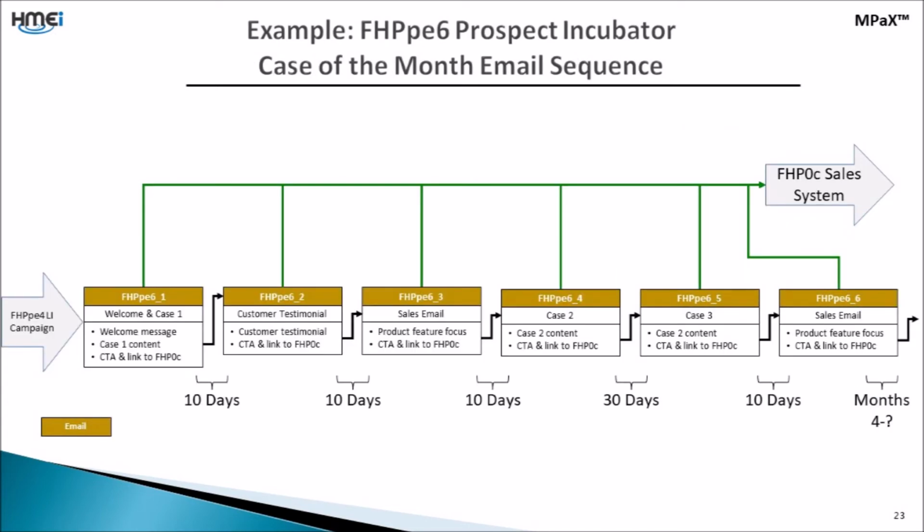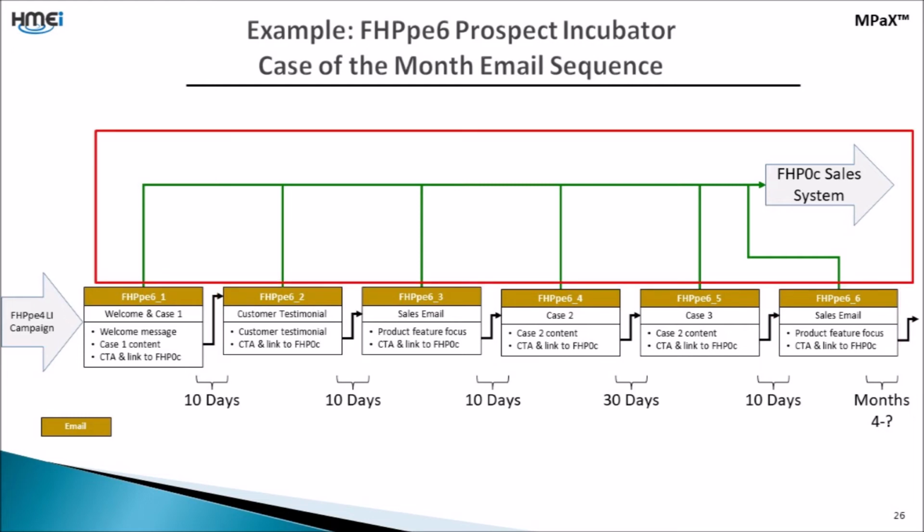This map shows the Case of the Month Prospect Incubator, which is an automated email sequence that automatically delivers one case study every 30 days. The case studies illustrate the dramatic results that can be achieved with the product. We also intersperse a few direct sales emails that describe key features of the product and invite the prospect to learn more. All messages include a call to action and link to the front page of the sales system.